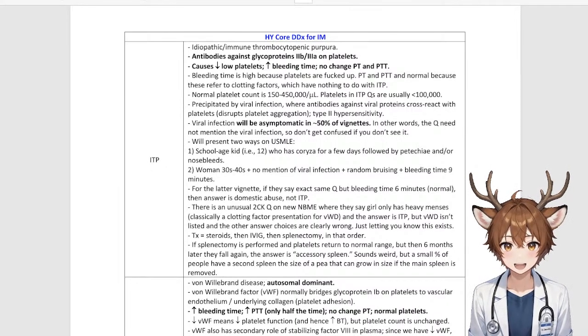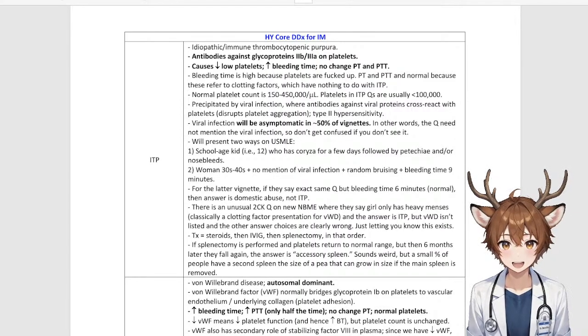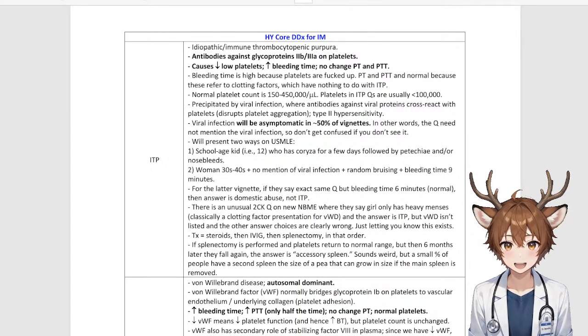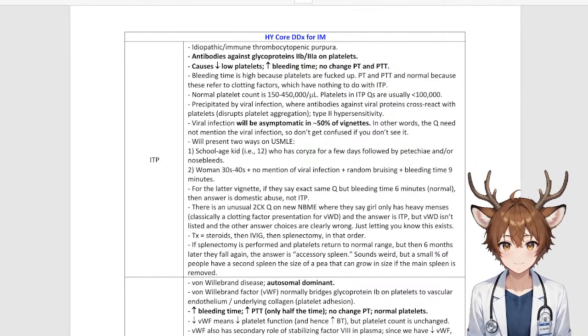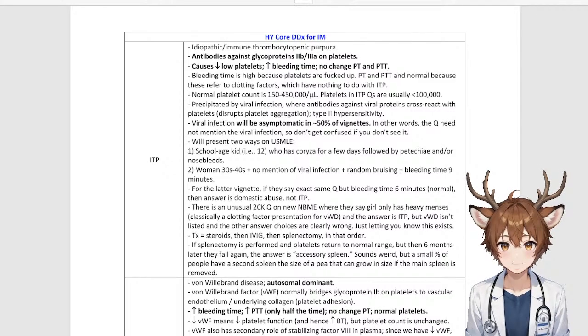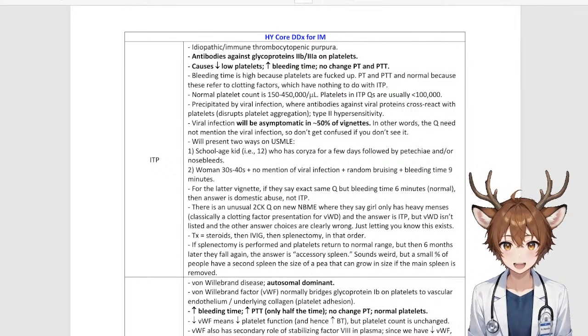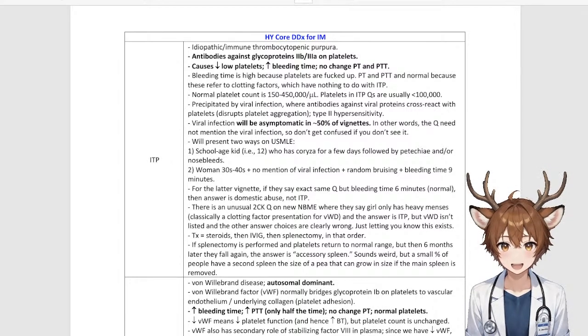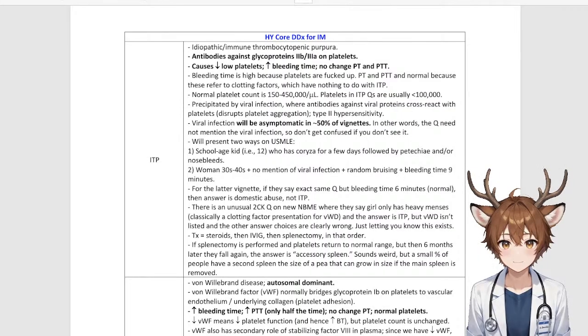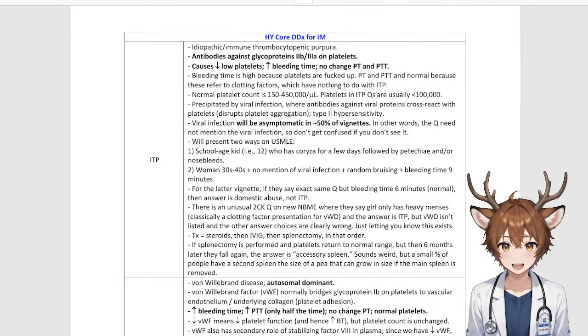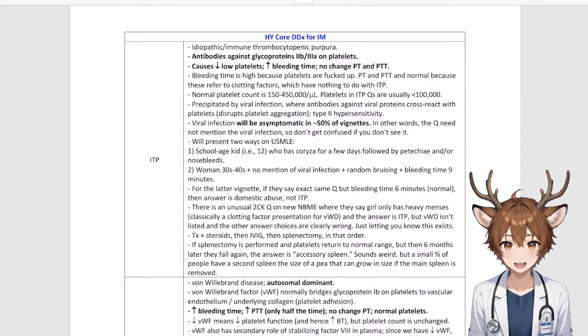One, a school-age kid, i.e. 12 years old, who has coryza for a few days, followed by petechiae and or nosebleeds. Two, a woman in her 30s or 40s with no mention of viral infection, plus random bruising and bleeding, with a bleeding time of 9 minutes. For the latter vignette, if they say the exact same question but the bleeding time is 6 minutes, normal, then the answer is domestic abuse, not ITP.